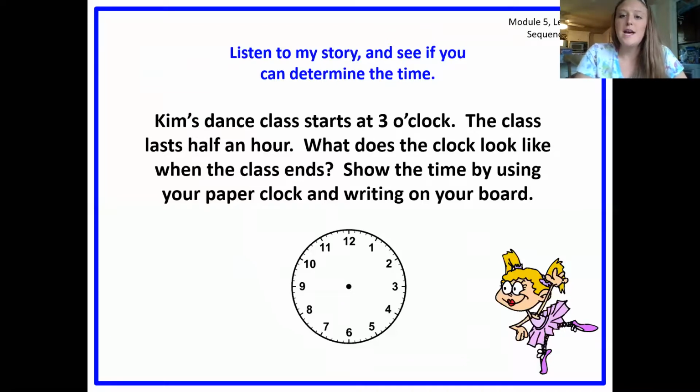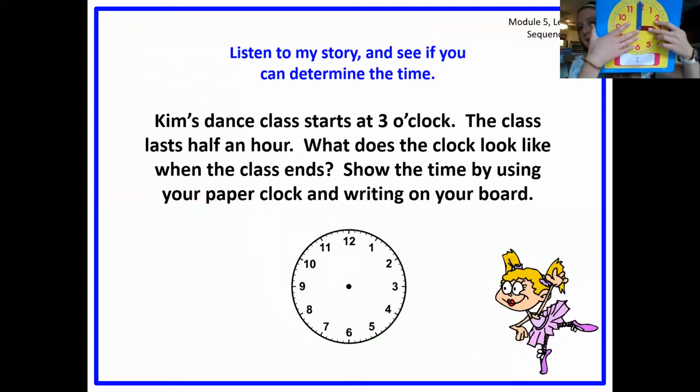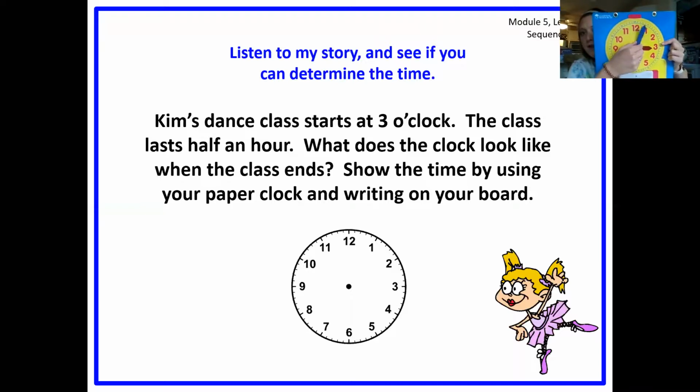I want you to show the time by using your paper clocks or drawing a clock and writing it on your board. So think about it. If my dance class starts at 3 o'clock and it's going to last 30 minutes, wait a minute, I know how I can do this. I know my minute hand goes around by fives. And so I can just count out 30 minutes by counting by five. So 5, 10, 15, 20, 25, 30.